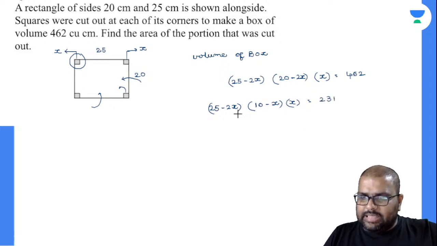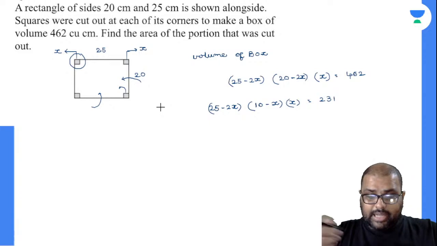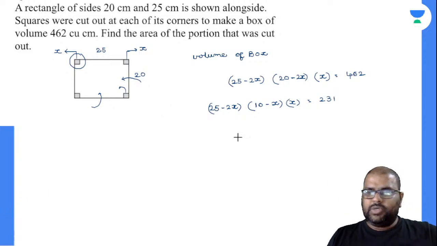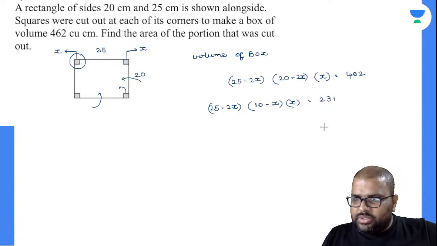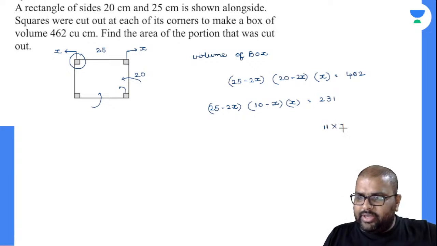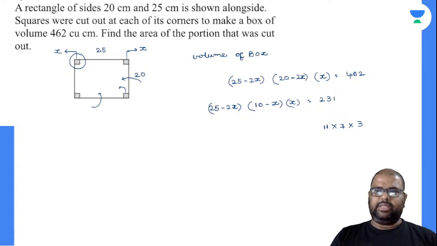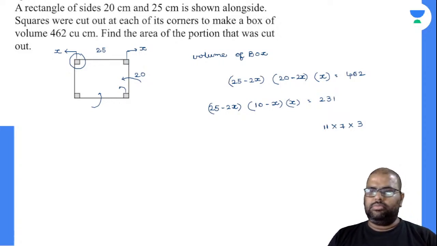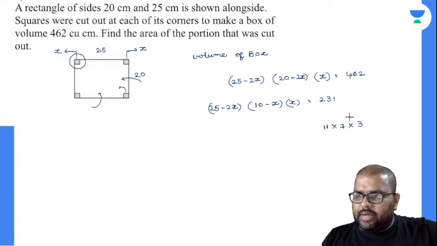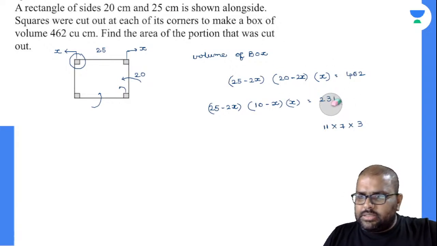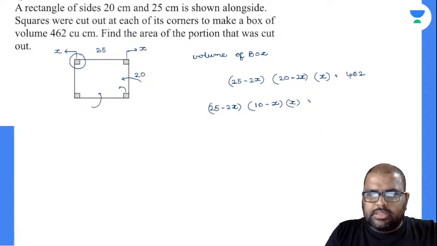So LHS there are 3 parts. RHS also make into 3 parts. So if I divide it by 11, this becomes 11 into 21. So can I write this as 11 into 7 into 3? Yes, I can take this as 11 into 7 into 3 perfectly. 11 2s are 22. Is it 231?